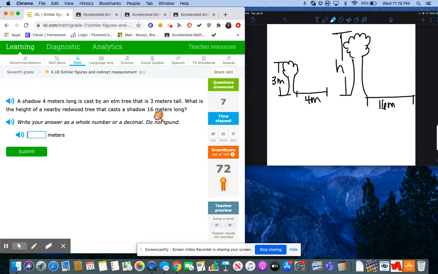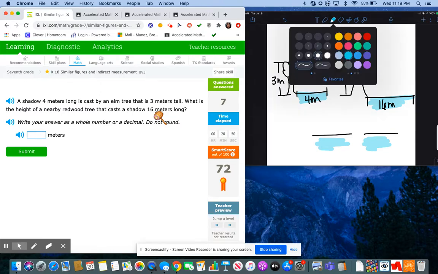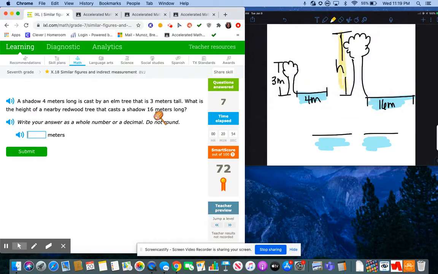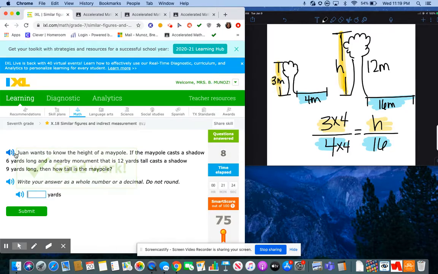So we can say, okay, the shadow of 4 is corresponding to 16, right? I'm going to just highlight here to start setting up the proportion. And then I'm going to say the height of the tree, this height, will be corresponding to this 3. And so we go, okay, 3 is corresponding to H, and 4 is corresponding to 16. So 4 times 4 is 16. 3 times 4, we have that the height of this tree is 12 meters, right? So we type in here 12, and that should do it, right?